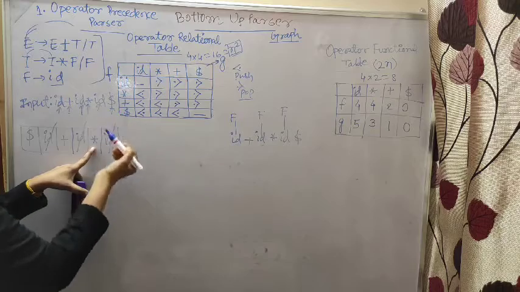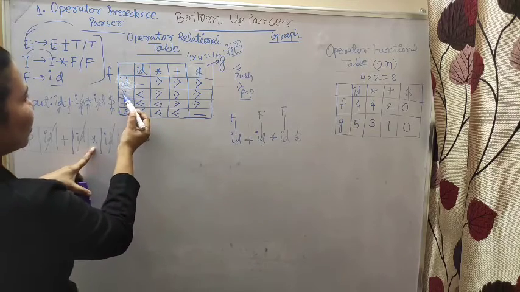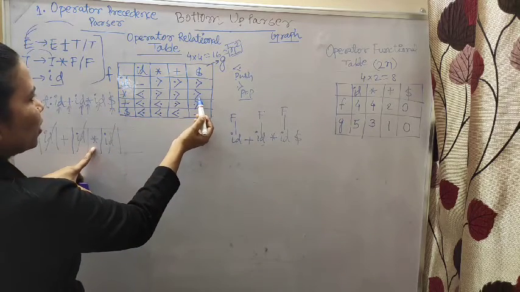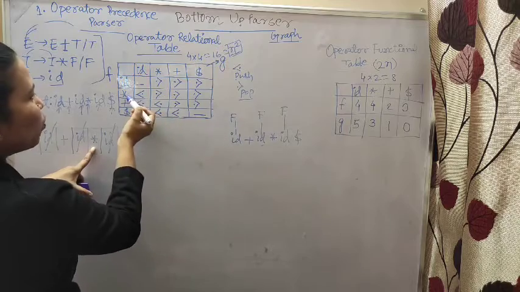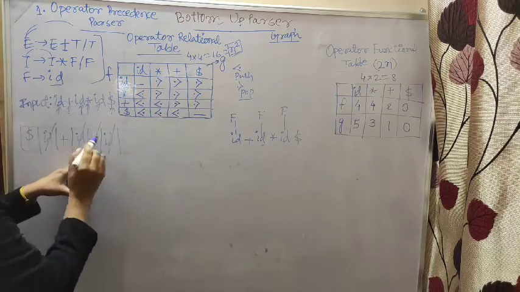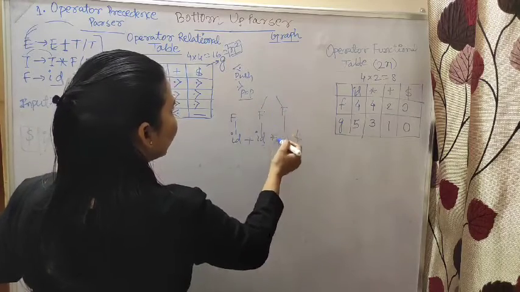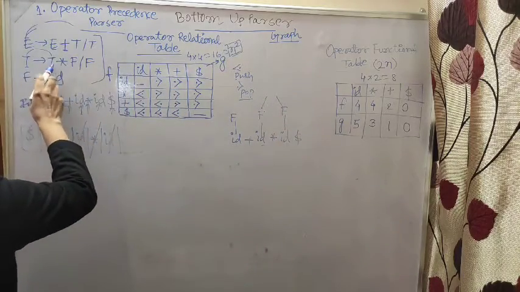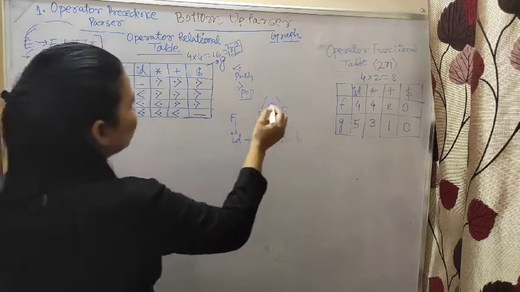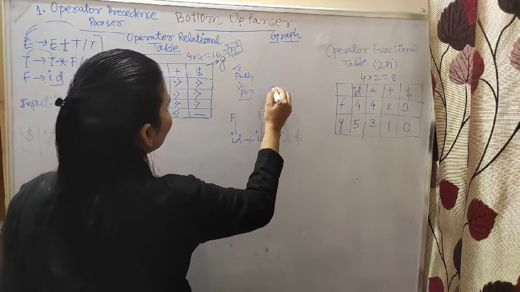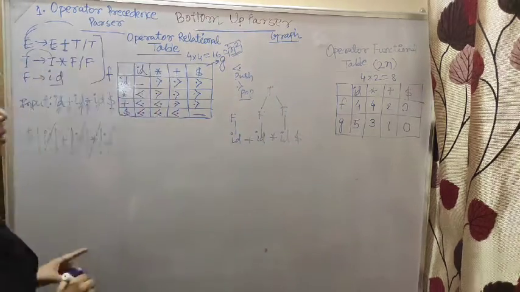Okay, star and dollar. Where is star? Star and dollar, that means pop the data. Pop what? Star. You have to pop star. When star is popped, these two, F into F, that means T into F is going to F into T. Yes?